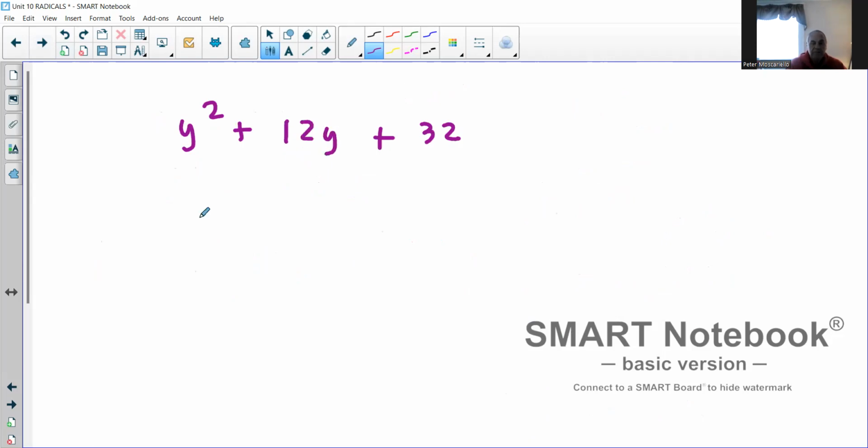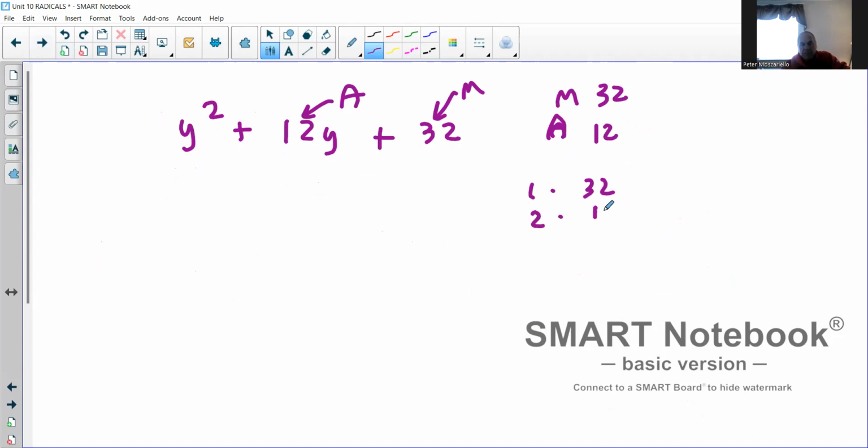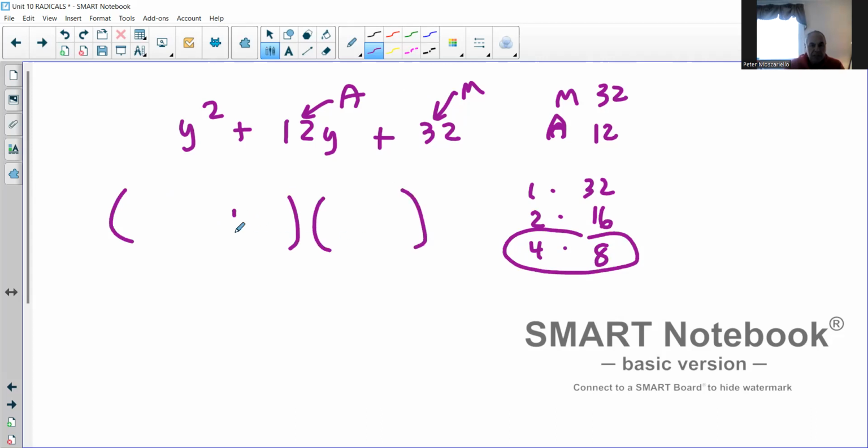Let's try that one. So your last number, your constant, is your multiplier. So multiply to 32, and your coefficient of y is your adder. So add to 12. Now what multiplies to 32? I always start with 1. 1 times 32, then I go to 2. 2 times 16. 3 doesn't go into 32. 4 does. 4 times 8, and that's it. Do any of these add to 12? Yep, the 4 and the 8. 2 parentheses. It's a positive 4 and a positive 8. Y squared is y times y. That's your answer.